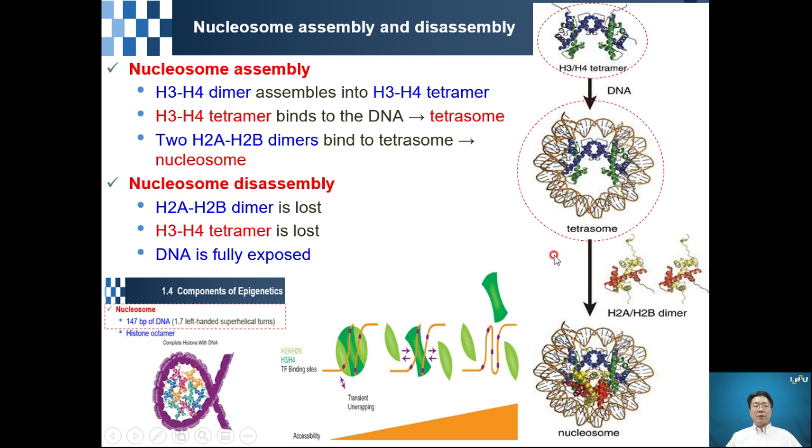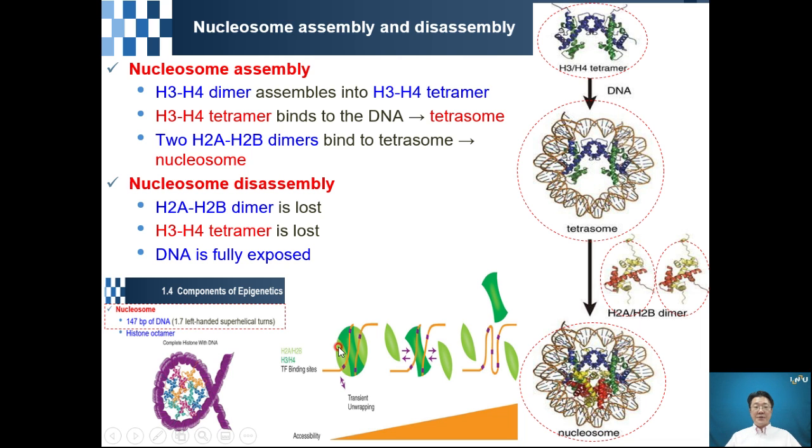After that, two H2A-H2B dimers, so one dimer, two dimers, bind to the tetrasome. So finally they will make the nucleosome like this. So this is the nucleosome assembly procedure. How about the nucleosome disassembly procedure?